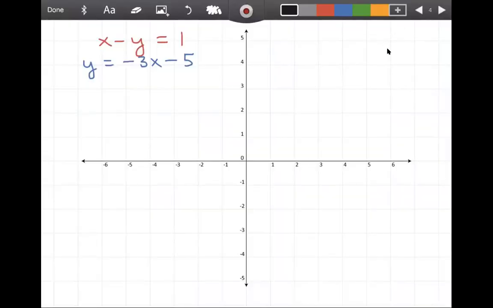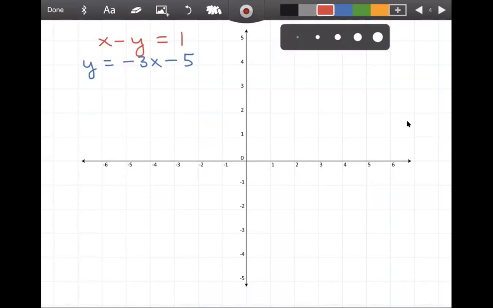All right, next example. We're going to solve this system by graphing. x minus y equals 1 and y equals -3x minus 5. x minus y equals 1 is written in standard form. I will graph that one using the intercepts. I want to emphasize that the method that I use to graph the line, you can do it differently. It really doesn't matter.